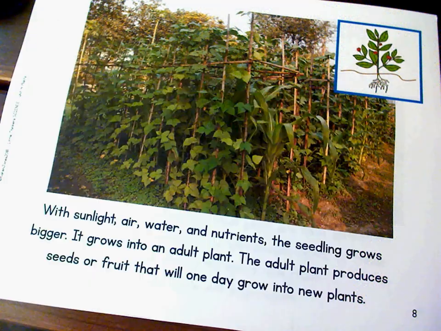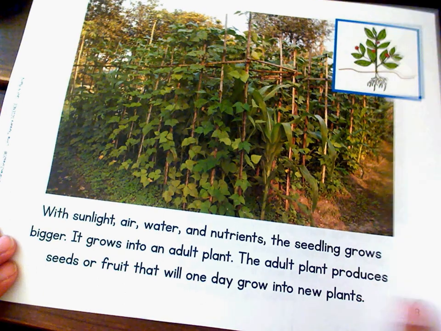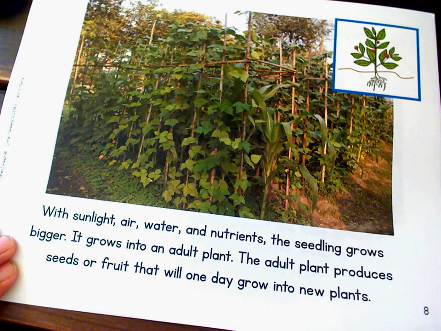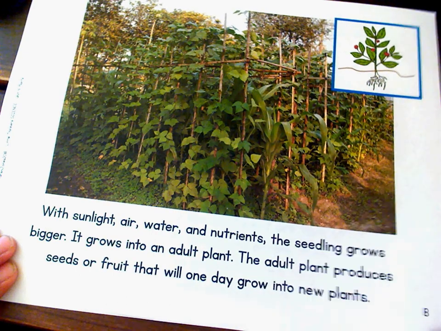As the sprout grows, it turns into a seedling. A seedling is a small plant. With sunlight, air, water, and nutrients, the seedling grows bigger. It grows into an adult plant. The adult plant produces seeds or fruit that will one day grow into new plants.